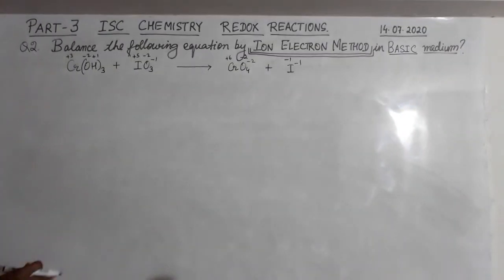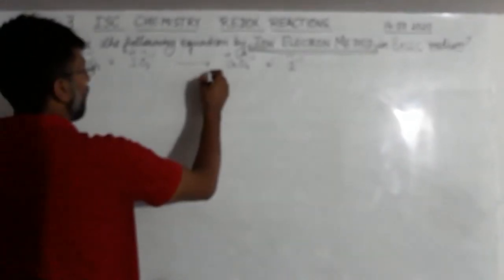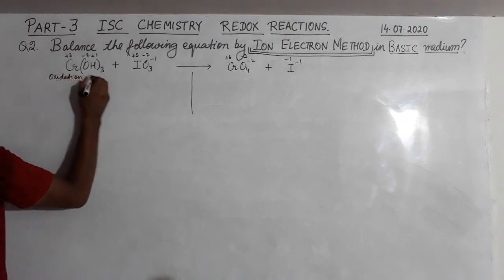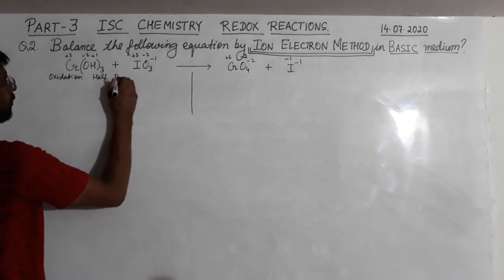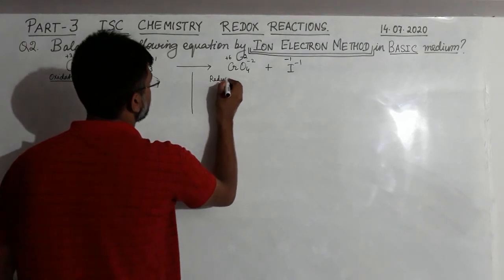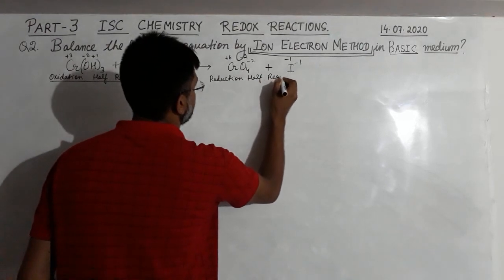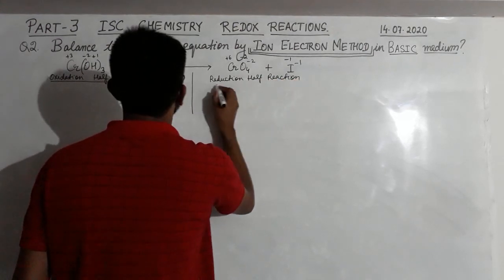Now, again like the previous sum, here also you have to break this ionic equation into two parts: oxidation half reaction and reduction half reaction. So I am going to write down the oxidation half reaction on this side, and the reduction half reaction on this side, for the given ionic equation.